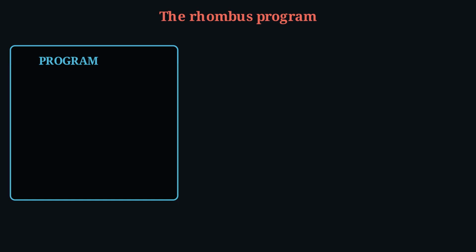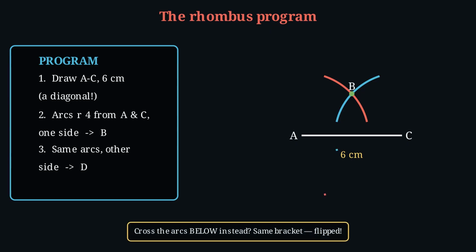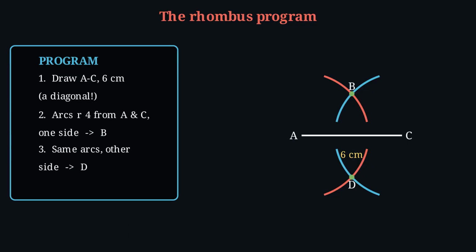Now the star program for a rhombus with side 4 and diagonal 6. Step 1. Draw segment AC 6 cm. A diagonal first. Still a first segment, just a diagonal, not a side. Step 2. Compass at 4. Arcs from A and from C on one side of the line. You know why? Every point of an arc sits 4 cm from that arc's center. They cross B, and step 3 is the move you'll love. Same centers, same radius, arcs again on the other side.